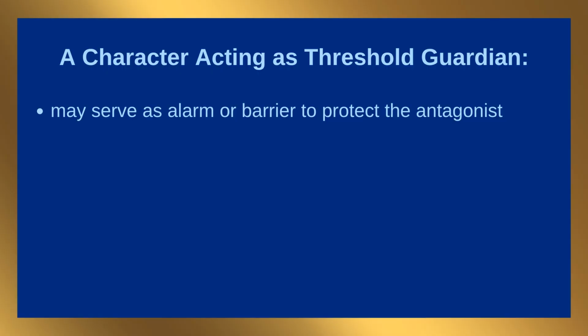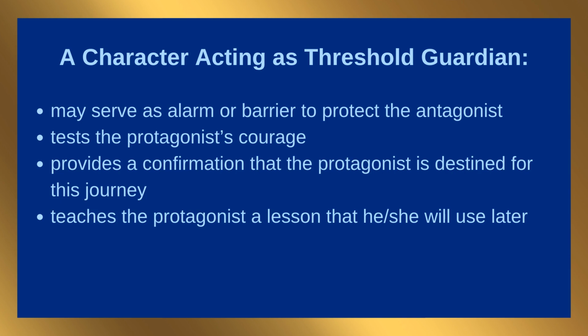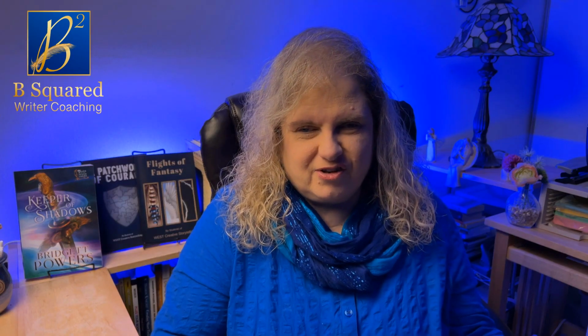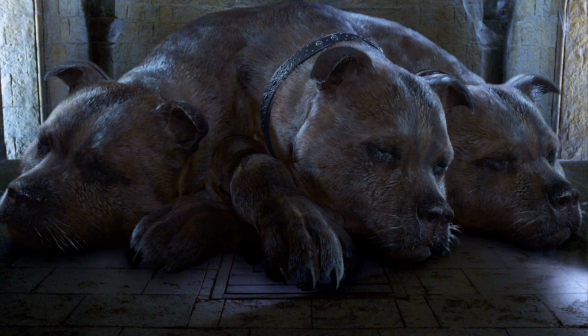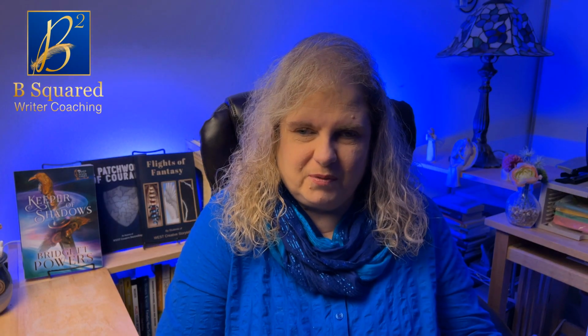Threshold Guardians may serve as alarms or barriers to protect the antagonist, test the protagonist's courage, provide confirmation that the protagonist is destined for this journey, teach the protagonist a lesson that he or she will use later, and keep in mind, Threshold Guardians are not the main antagonist, and may in fact become an ally. Examples of Threshold Guardians can include the Doorknob from Alice in Wonderland, Fluffy from Harry Potter and the Sorcerer's Stone, the abominable snowman who guards Elsa's palace in Frozen, and concerned parents in more movies and books than I can name.